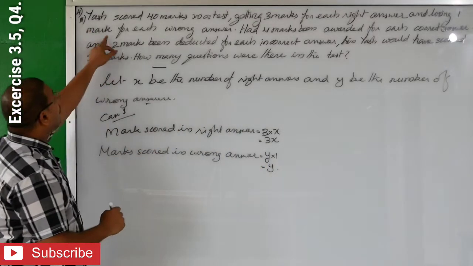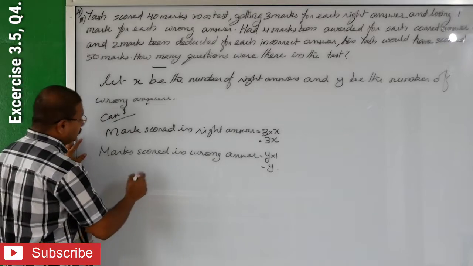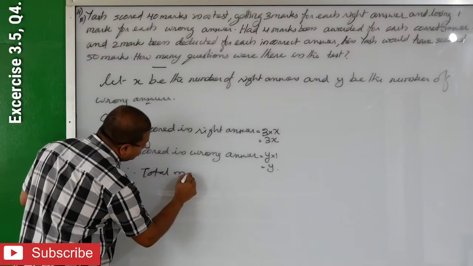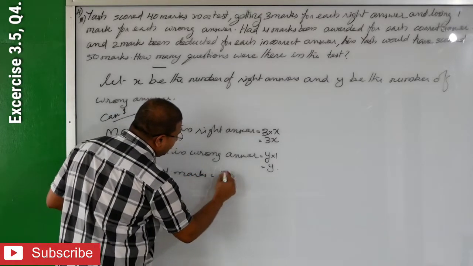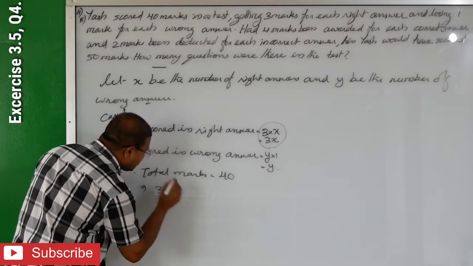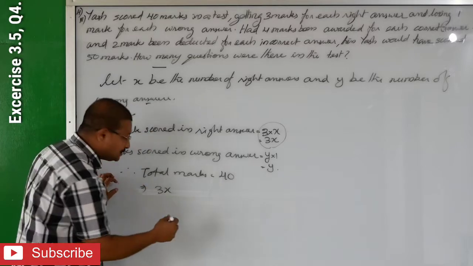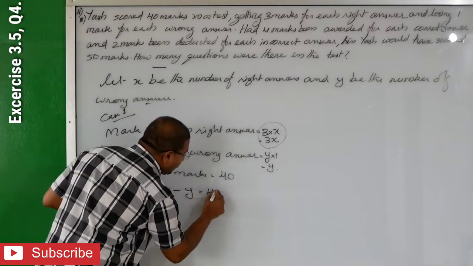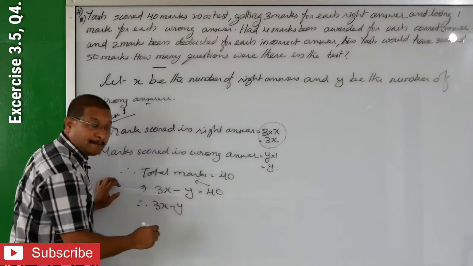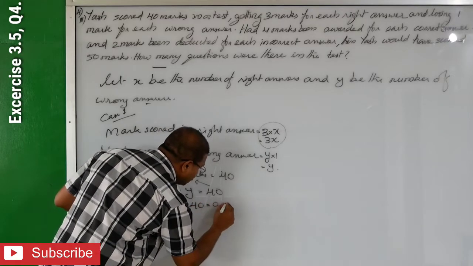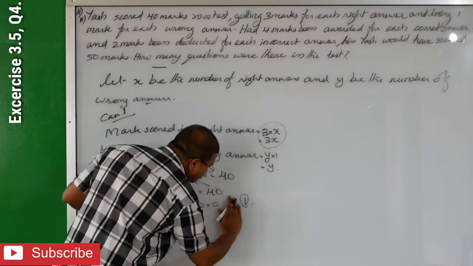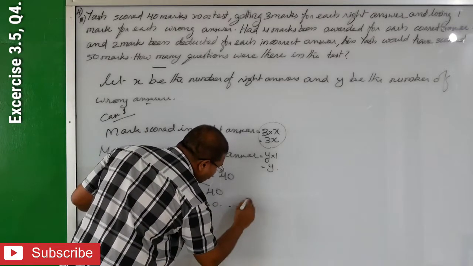But we know that the total mark, how much he scored? 40. Therefore, total mark means what will happen? Total marks equals 40. Total mark 40 means the right answer mark, that is 3x, from there, the wrong answer has to be subtracted, isn't it? That means minus y equals 40. Ready? Therefore, 3x minus y, 40 goes to the next side, minus 40 equal to 0. This is equation number 1.